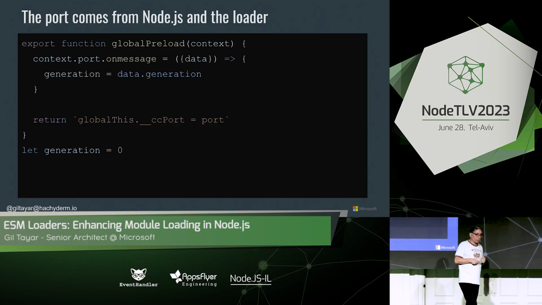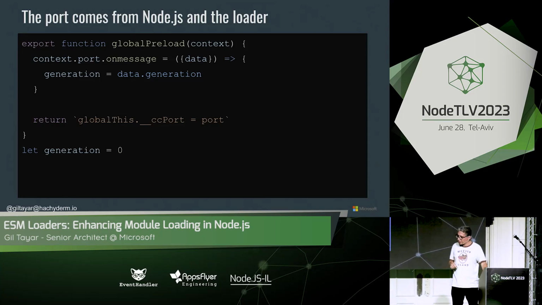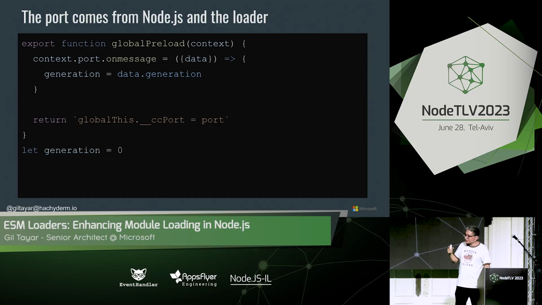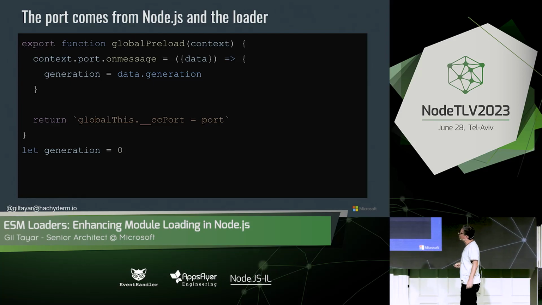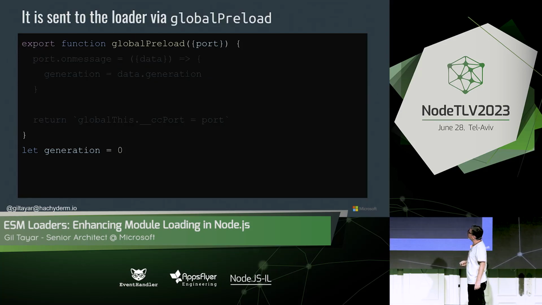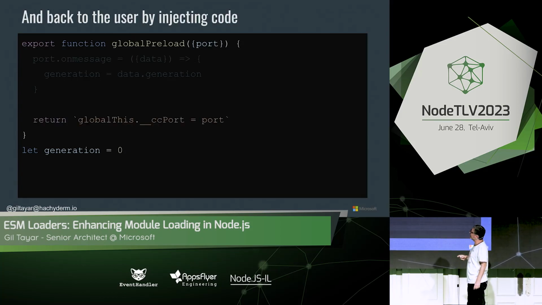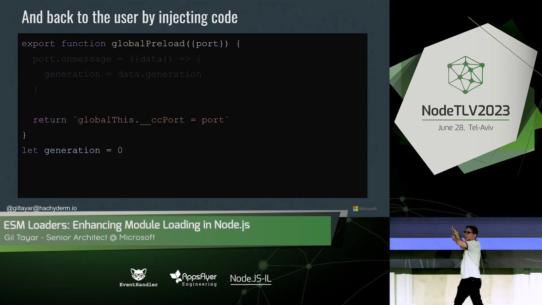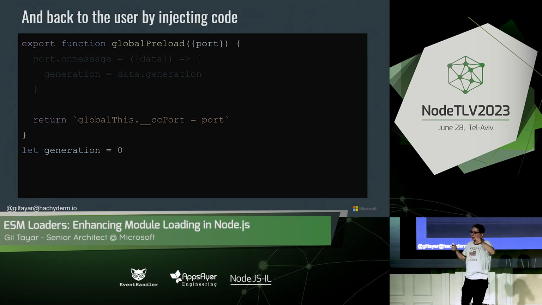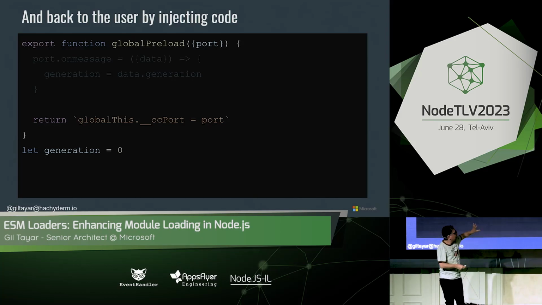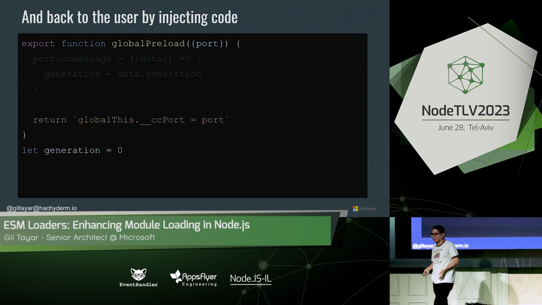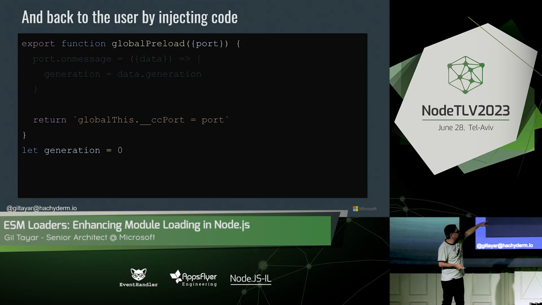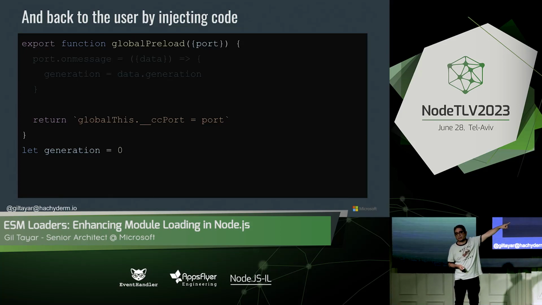Now, how do we get the port in the loader? The way we get the port in the loader is by another hook called global preload, which just gets the port in the context.port, and listens. And it has generation, we'll see in a second. And this is the weird stuff. It returns code that will run in userland, where the API is. So Node gets this code, has a global variable called port, and runs it where your userland code is running. So now the userland has global this dot underscore cc port.